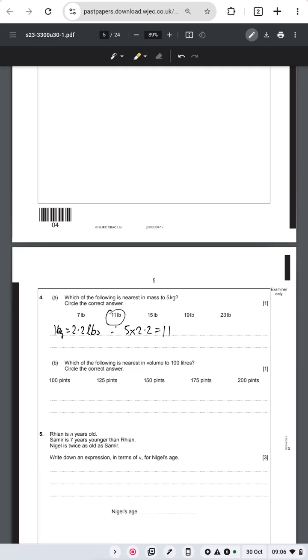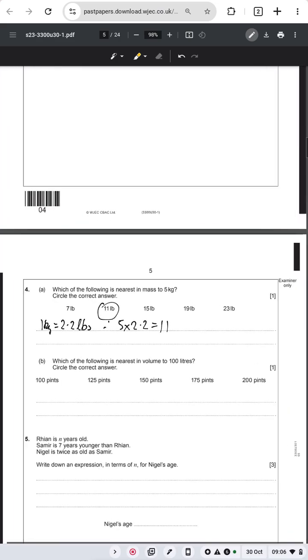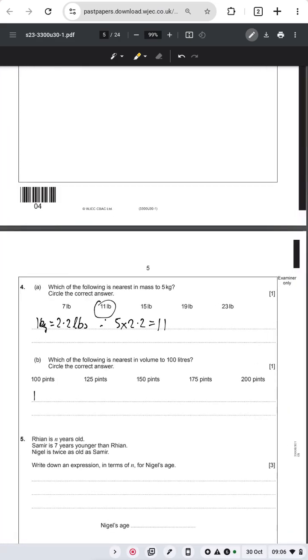Which of the following is nearest to the volume of 100 litres? So 1 pint is equal to 568 millilitres. So this means that 1 litre is roughly equal to 2 pints. Therefore, the answer is 200.